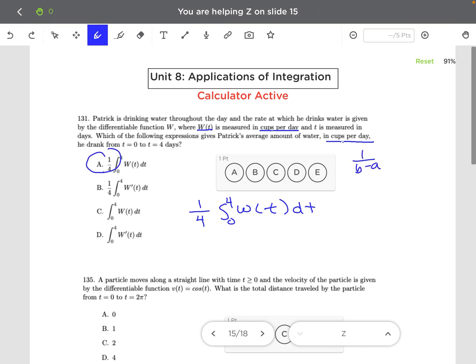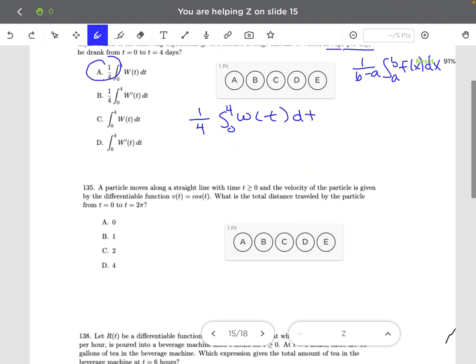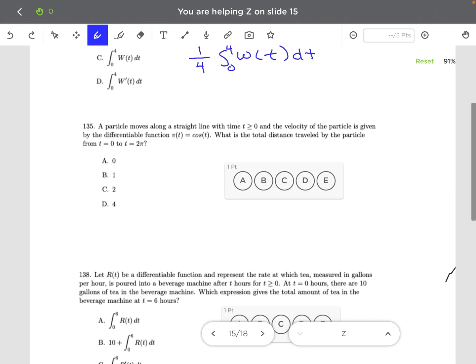So remember, average is 1 over b minus a, integral from a to b of f of x dx. That's the idea.